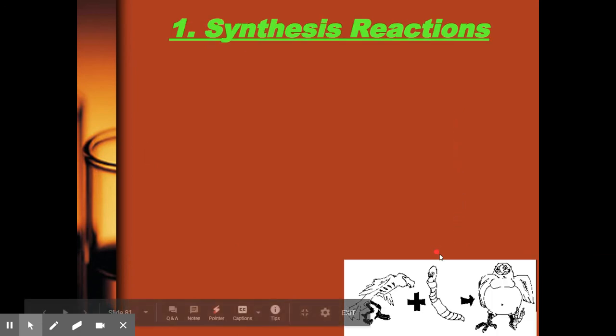I have a little cartoon down here. I got it from somebody somewhere at some point in time. If you are an artist and you would like to make a better one, please let me know. If you look here, you have a skinny bird and a worm that makes a big bird. So the way we talk about synthesis reactions is two things making one thing.